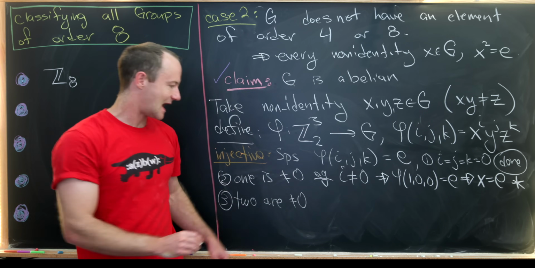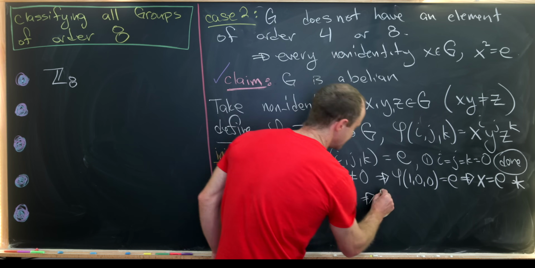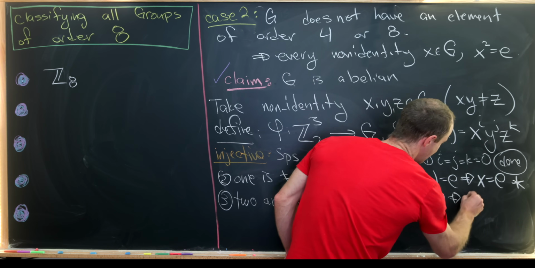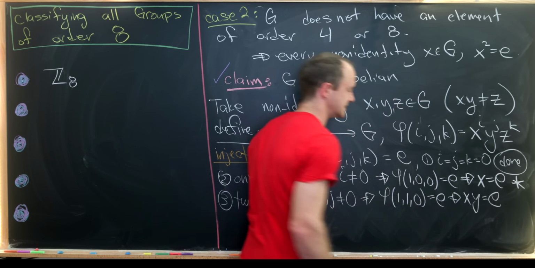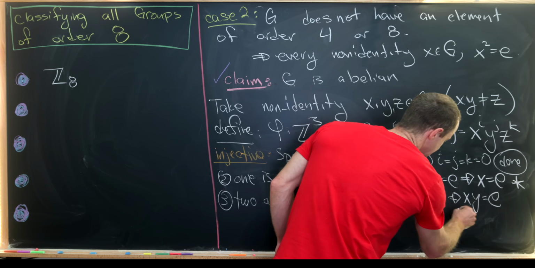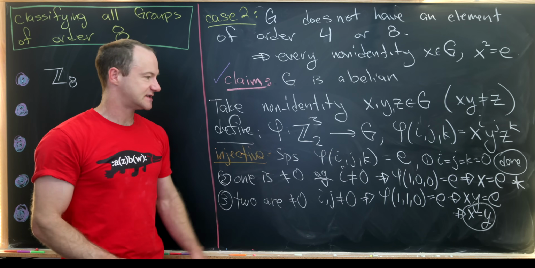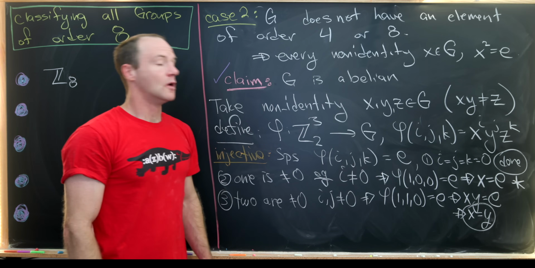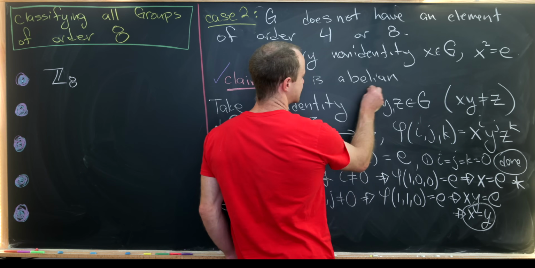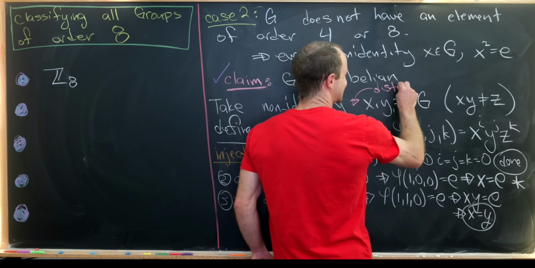Great. And then number 3 is 2 are non-zero. And so let's take i and j to be non-zero in this case. So that means we get phi of 1, 1, 0 equals the identity, but that means that x times y is equal to the identity. But since an element is its own inverse, this means that x is equal to y, because x is the inverse of itself, and by this line right here, y is the inverse of itself. But I think I said this in words, but forgot to write it down. These non-identity elements are distinct.